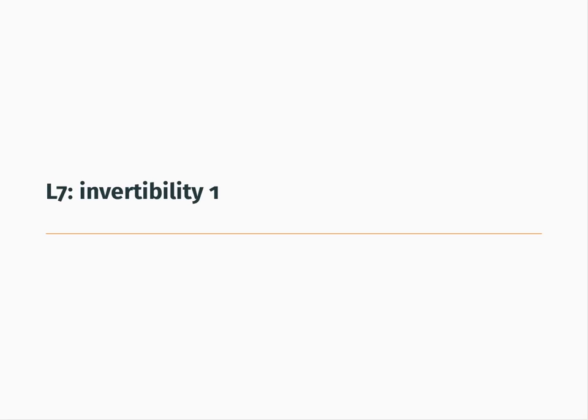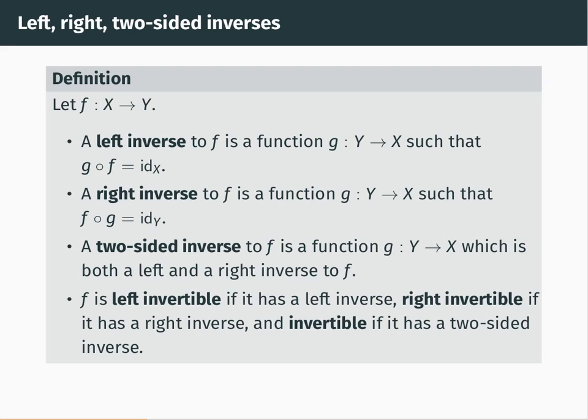In this video we're going to learn about the various different types of inverse that a function may or may not have. Here are the definitions. If you have a function f whose domain is X and whose codomain is Y, then a left inverse to f is a function g from Y to X, such that g composed with f is the identity on X.